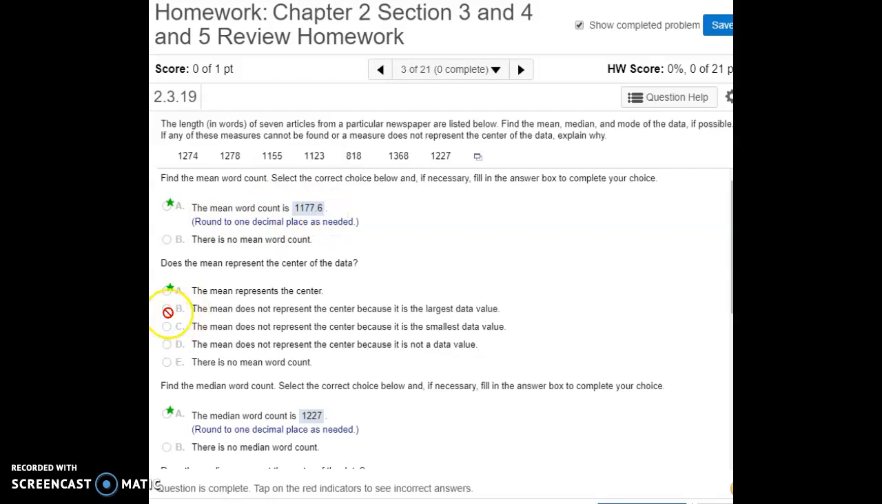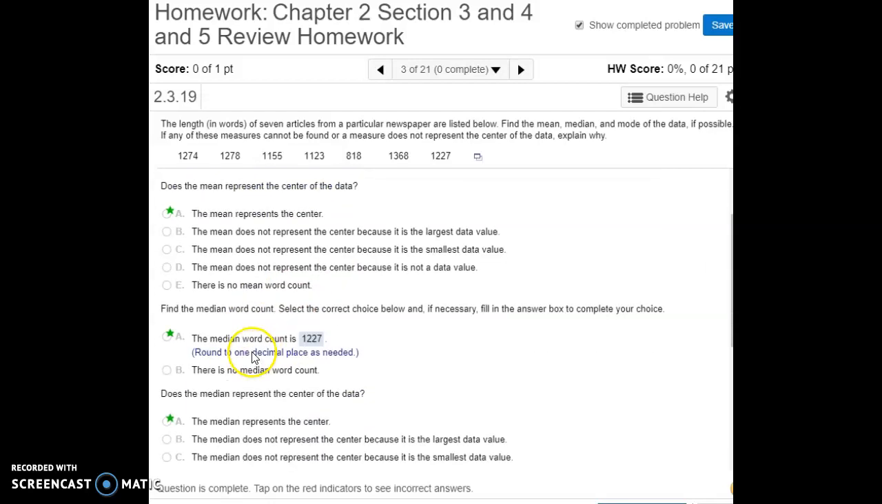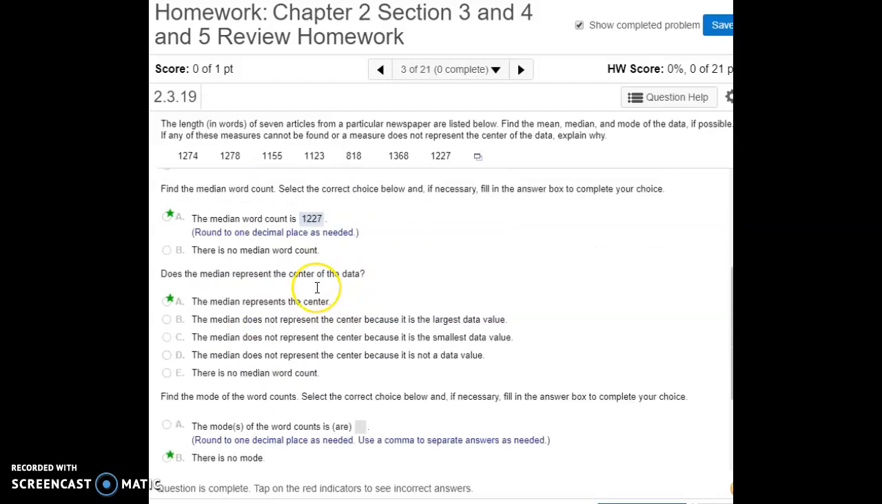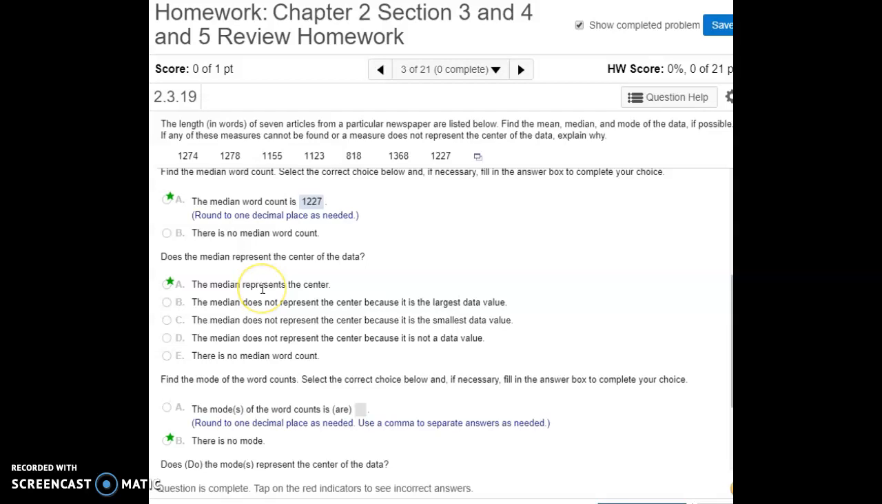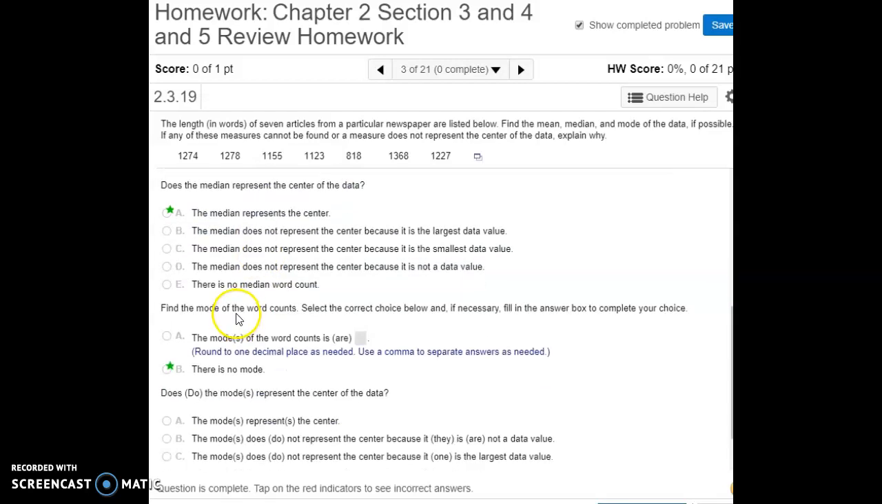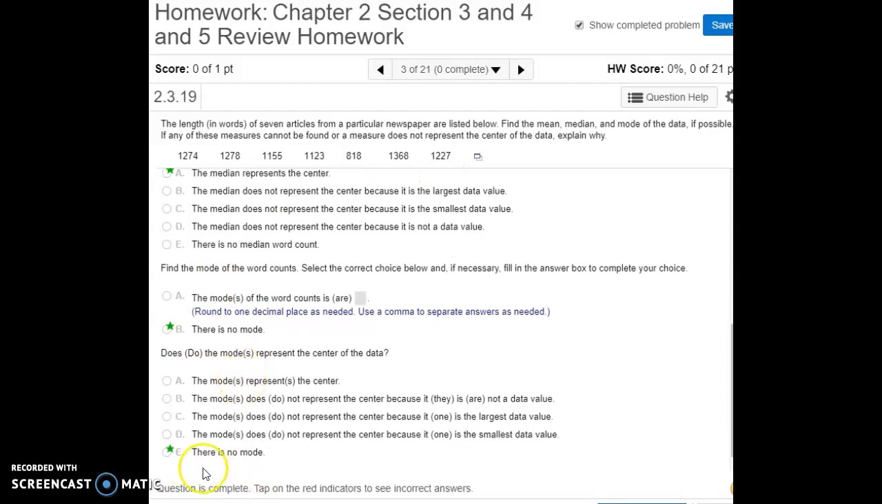Enter in the mean. Mean, median, and mode are measures of the center of the data. So the mean represents the center. It's one way to try to represent or measure the middle, the center of the data. The median, enter in that value, and again, it is a measure of the center of the data. And the mode would be the value that occurs the most often, and they all just occur one time. There's no repetition, so there's no value that occurs more than the other, so there is no mode.